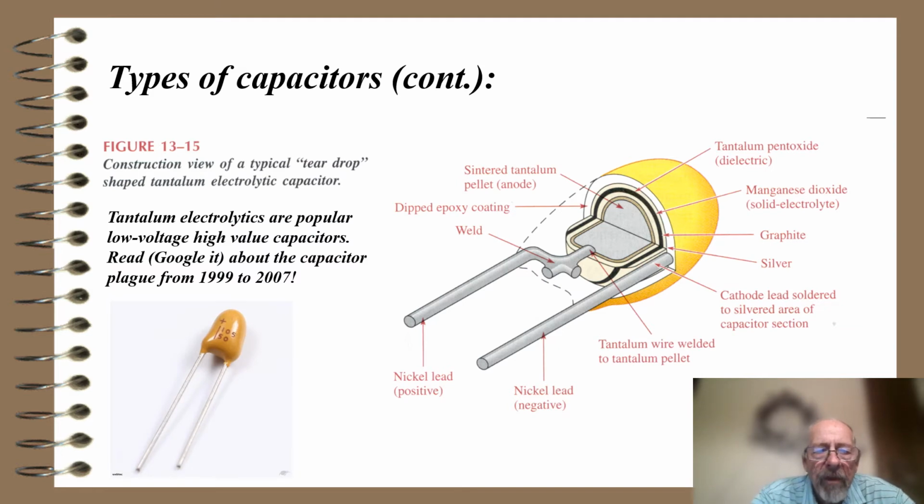Here's what we call a tantalum electrolytic capacitor, a typical teardrop, it's called, tantalum. And you can see the structure on the right-hand side. There's a sintered tantalum pellet, tantalum pentoxide is the dielectric, manganese dioxide, a solid electrolyte, graphite, silver. It turns out they're kind of complex.